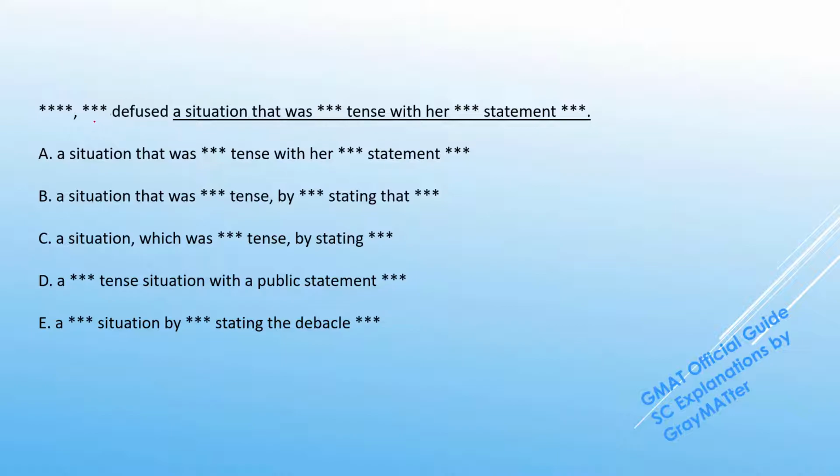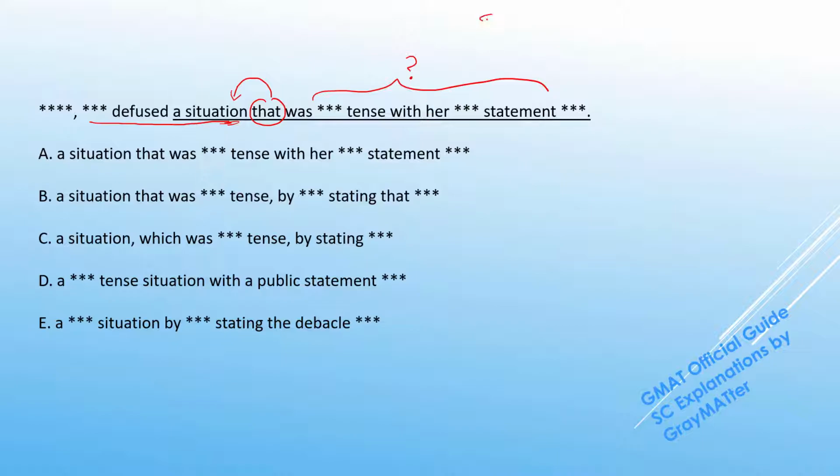So the sentence reads that the CEO diffused the situation. And when we read the sentence itself, we understand that she diffused the situation by making a public statement. And we also understand that this was a very tense situation. But check out exactly what this relative clause is doing. Now, this relative clause is obviously modifying the situation, the noun in front of it. And this reads that this situation was tense with a statement. So the situation was tense with a statement. What does that even mean?